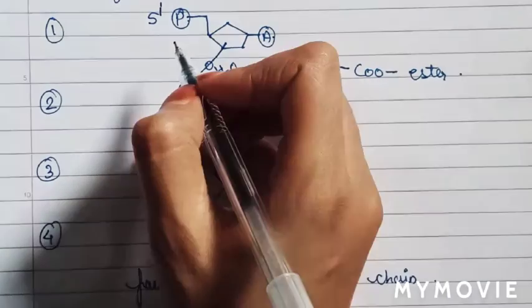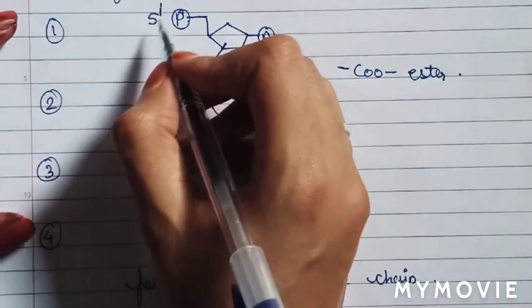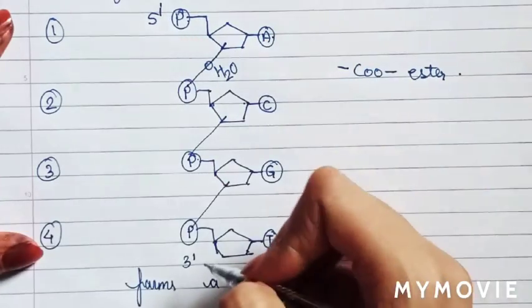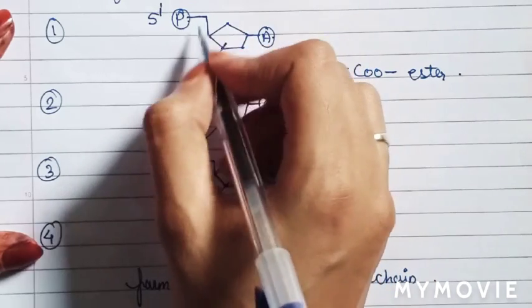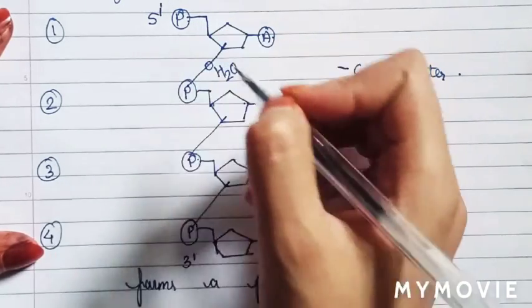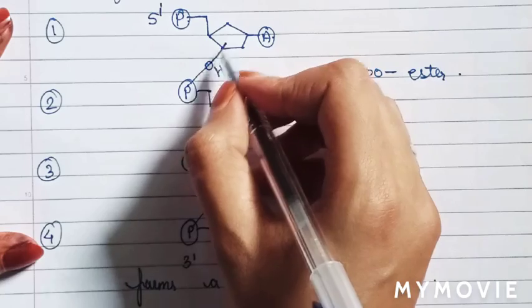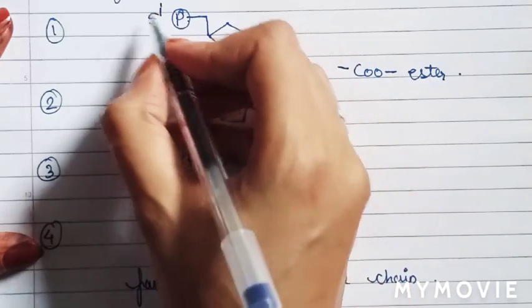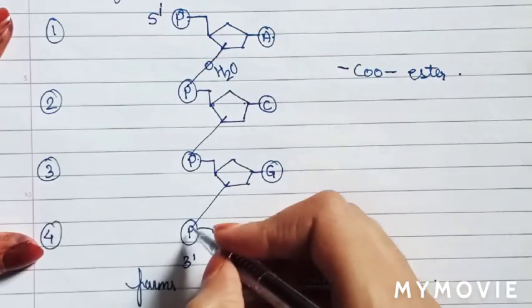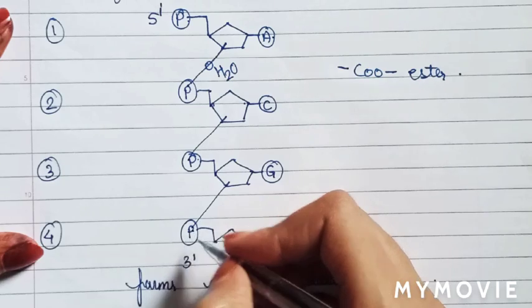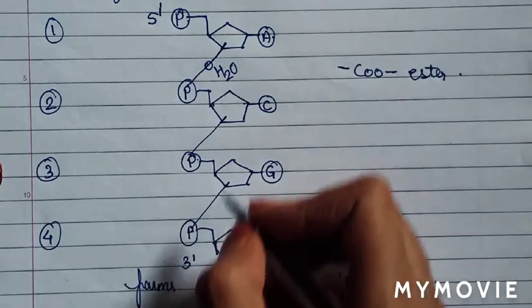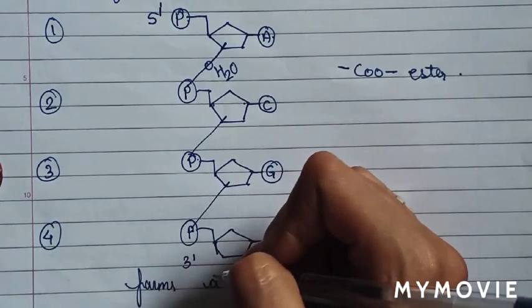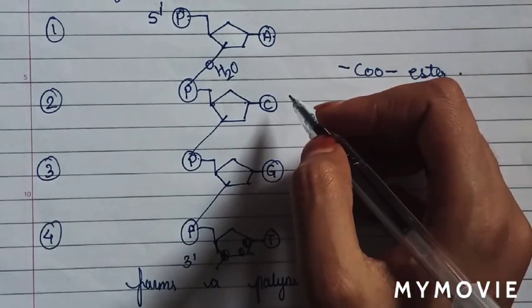So how do we remember this? This is a 5' end and this is a 3' end. You have to remember that if the phosphate group is free and the third carbon is not free, then it is a 5' end. And if the phosphate group is not free and the third carbon is free, then it is a 3' end. Okay, coming to the polarity.